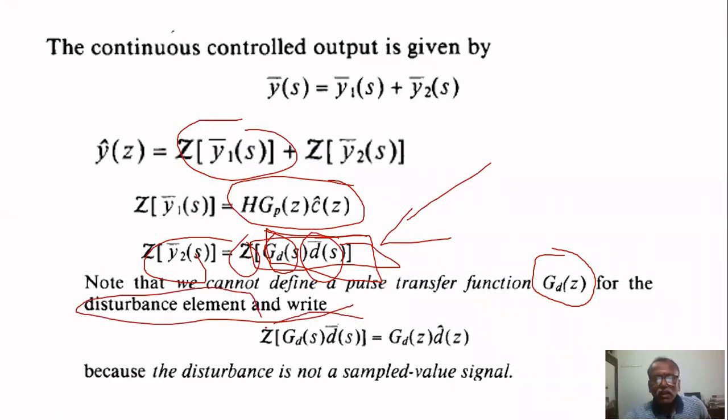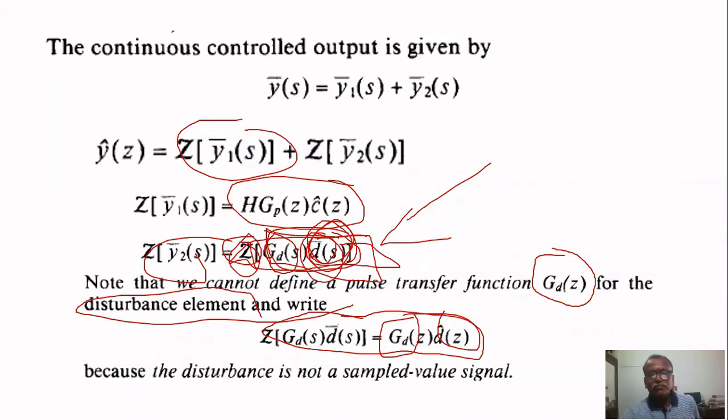We cannot write Gd(z)D(z). But we can multiply these two and take the z transform of the product. If you do not know its structure, it is difficult to find. If you know that structure, we can multiply these two and find the Z transform. The disturbance is not a sampled signal.